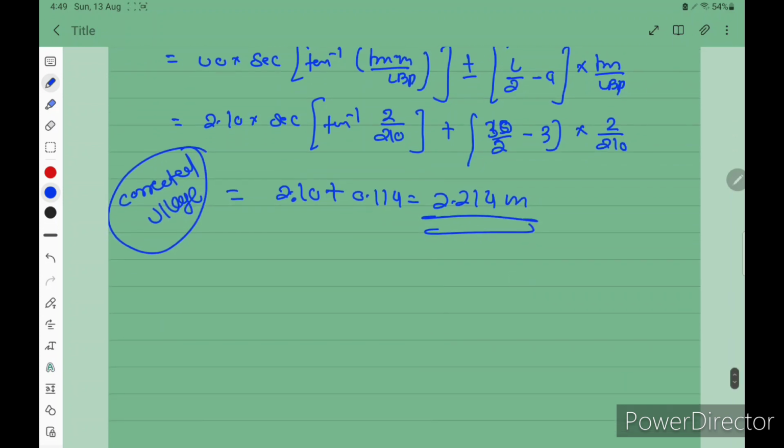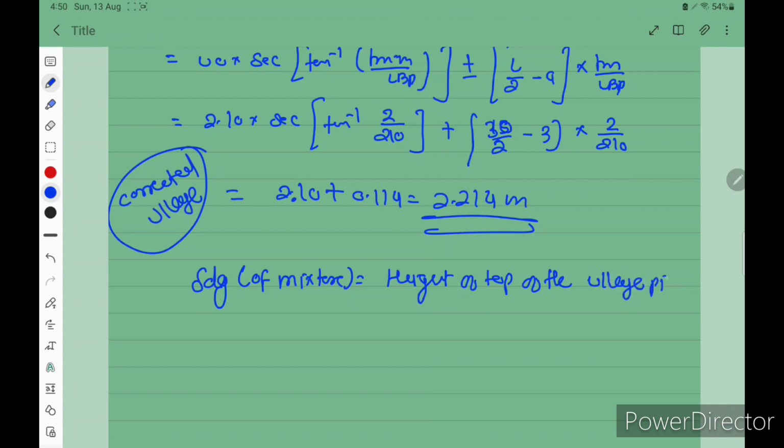Okay, now we'll find the depth of the mixture, or we can say sounding of mixture. Formula is equal to height of top of the ullage pipe to the tank bottom minus corrected ullage. So 15 minus 2.214 is equal to 12.786.